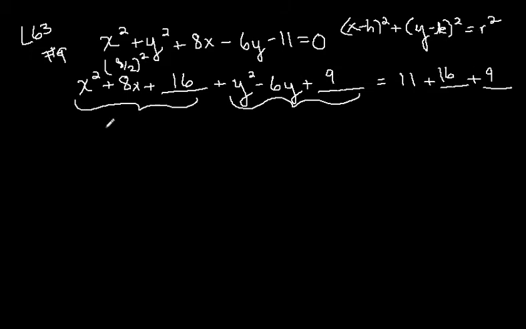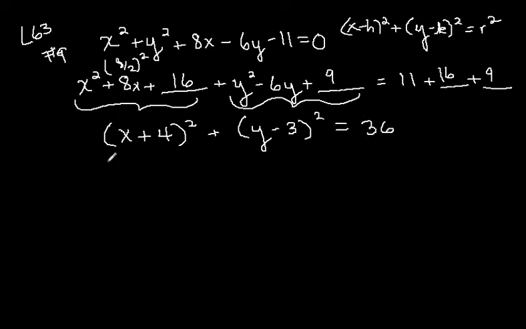Perfect square trinomials factor into x plus 4 quantity squared, because it would be x plus 4, so we write x plus 4 quantity squared. Y minus 3 quantity squared, and that all equals 36. So we can find the center of our circle would be HK, so that would be negative 4, 3, and the radius is equal to 6. We would actually write this side as 6 squared if we want it in standard form.